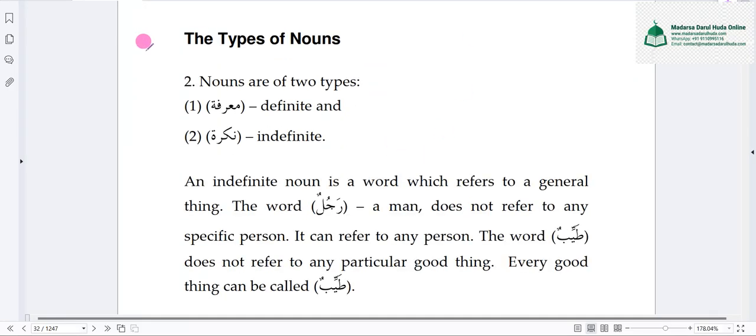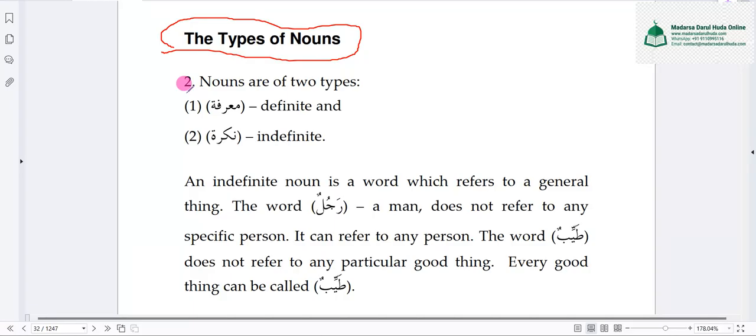Now, the types of noun, or the types of ism. As we have already learned about this topic in our earlier warm-up session, an ism can have multiple types based on different things. There are types of ism based on gender, based on quantity, based on proper and common, based on era, based on being marifa and nakira, and other types, like based on origin.